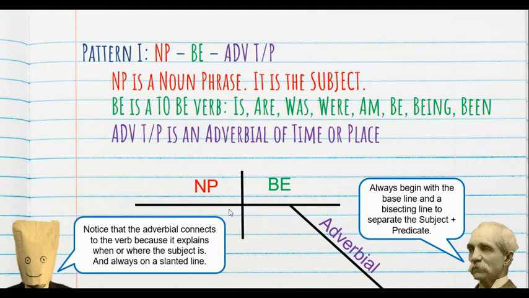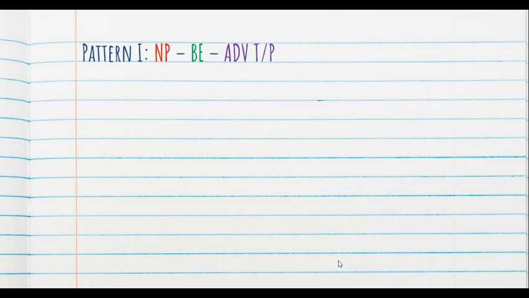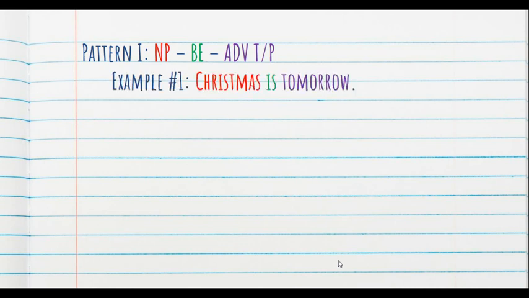And so everything underneath the diagrams is going to be built off these slanted lines, always going in the same direction. And so the adverbial is going to sit right there. Let me show you an example. All right, let's take on "Christmas is tomorrow," which sounds like a great idea. So here's our subject, Christmas. Here's our be verb, is. And here's our adverbial of time or place. It tells us when is it? Time. Tomorrow. So here's our basic structure.